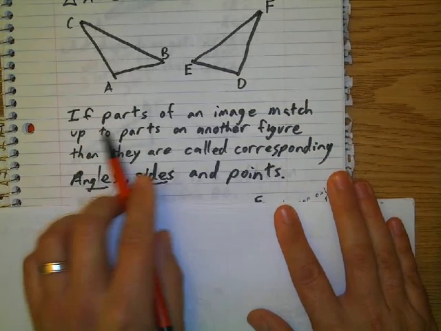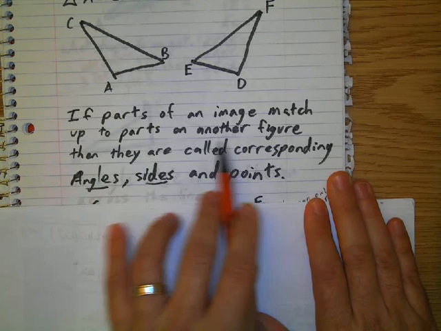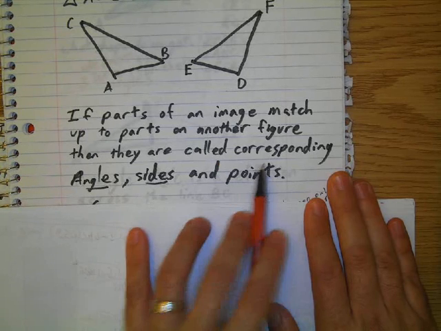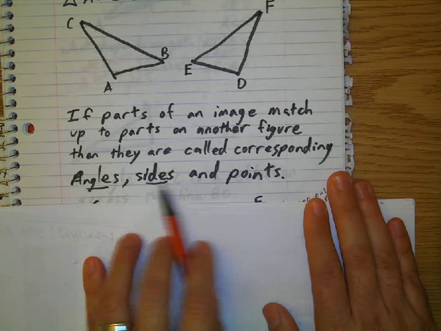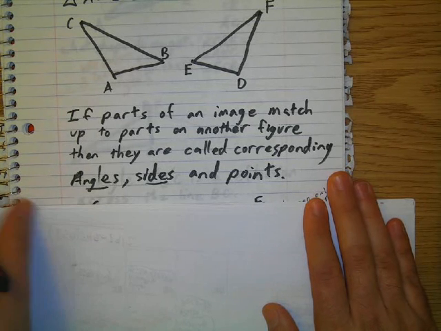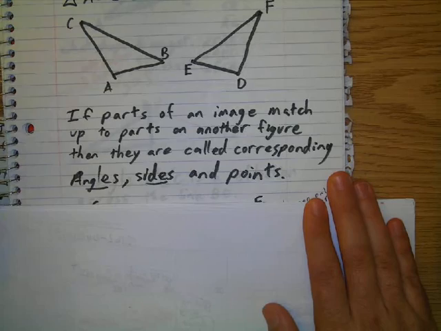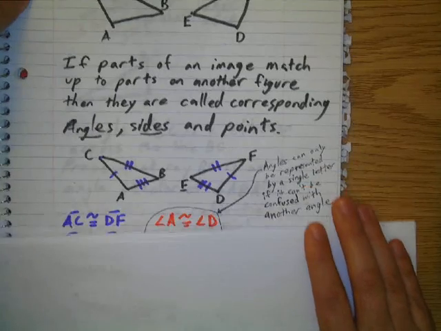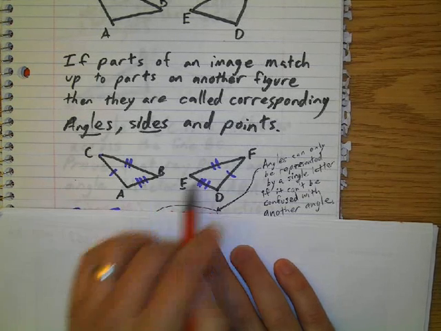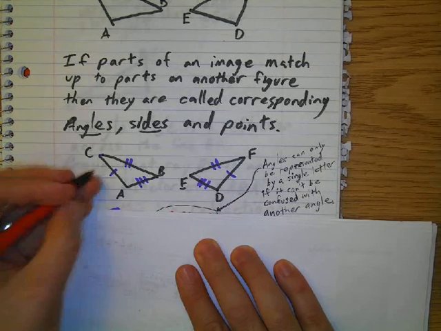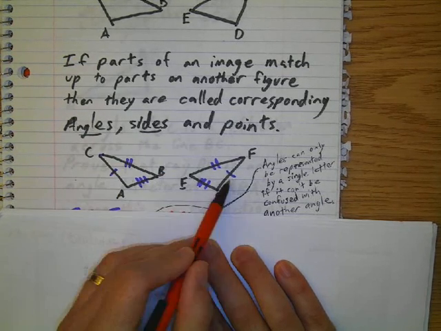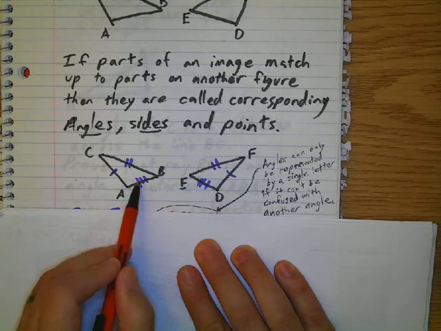If parts of an image match the other parts of another image, then we can say the corresponding angles and sides and points are going to be congruent. So remember, hit pause if you need, or rewind if you need to see parts of this again. Here I've got two triangles and I've put markings to indicate which ones are congruent. So one mark here, 2 marks here, 2 marks here, 3 marks here, 3 marks here.